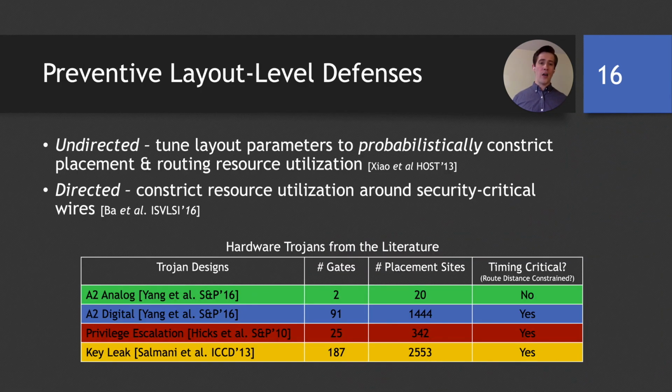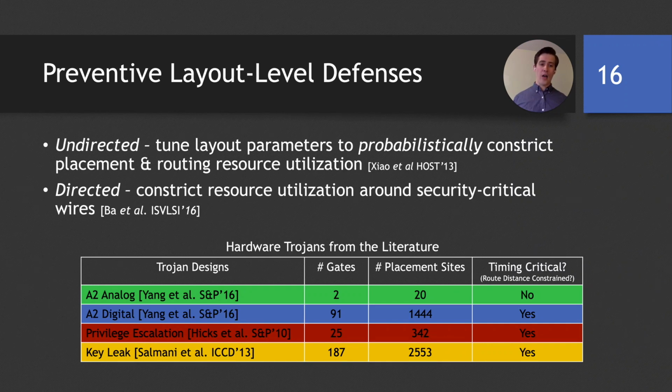The two types of layout level defenses against fabrication time additive Trojans are one, undirected, which tune layout parameters to probabilistically constrict placement and routing resource utilization, and two, directed, which constrict resource utilization around security critical wires. Using ICAS, we study the effectiveness of each defense at thwarting 4 different additive hardware Trojans demonstrated in the literature, including the A2 analog and digital attacks, a privilege escalation attack, and a key leak attack.